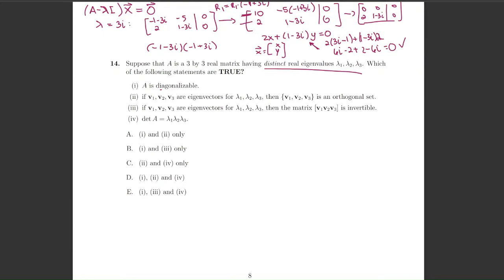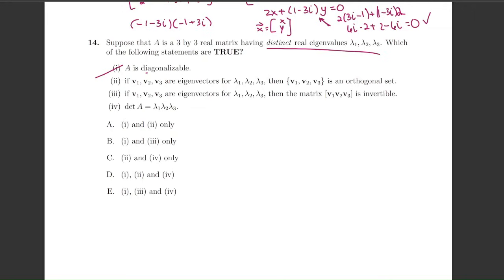This is just kind of a definition. I think this is proved somewhere. I don't know if I've already proved this, but it definitely exists, so I'm just not going to go into it right now. And I think you would find this online as well. The second part is, if v1, v2, v3 are eigenvectors for lambda 1, lambda 2, lambda 3, then v1, v2, v3 is an orthogonal set.